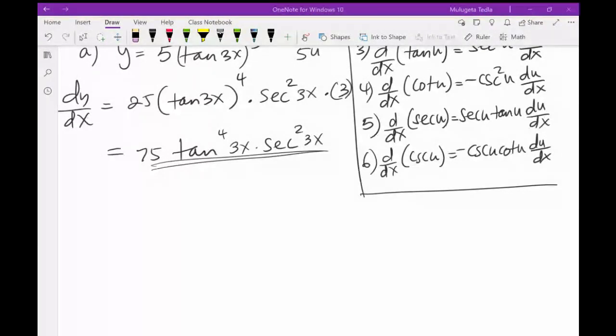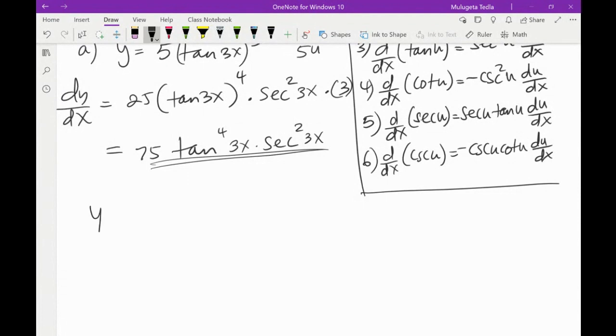Next question is y equal to 7 cosecant 9x cubed, y equal to 7 cosecant 9x cubed.